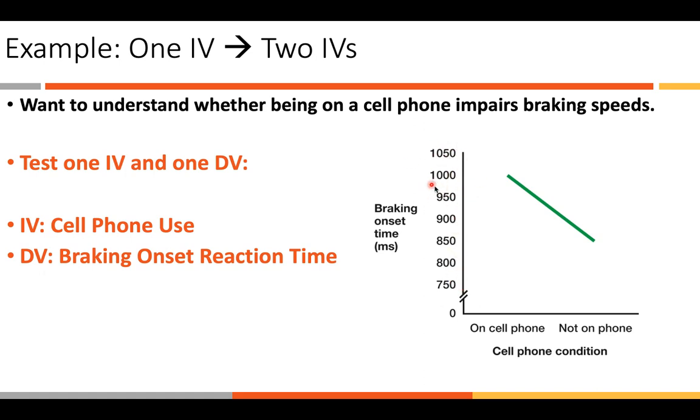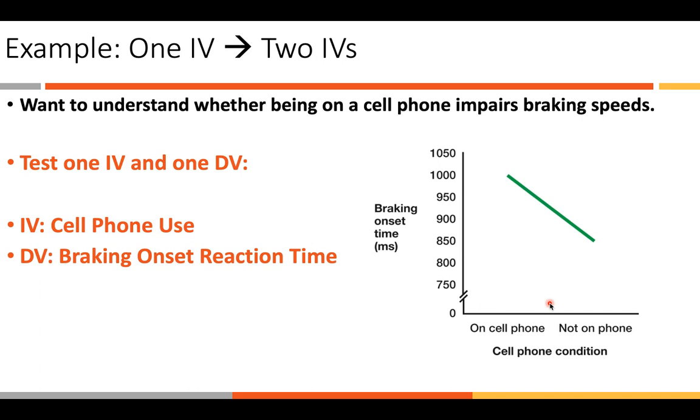Obviously, a higher time represents slower braking, so we might call that worse driving. So as we go up our y-axis on our dependent variable, we get worse driving. And then on my x-axis, I see the manipulation of my independent variable, cell phone use. And these might be the hypothetical results of that experiment.